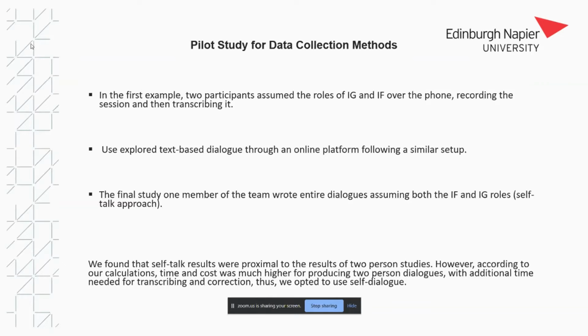So we had Google Documents, and one person took the role of the information giver and provided each stage of the recipe, and the information follower provided the response. And in the final study, we had one member of the team who did both roles, the information giver and the information follower, which is a self-talk approach.